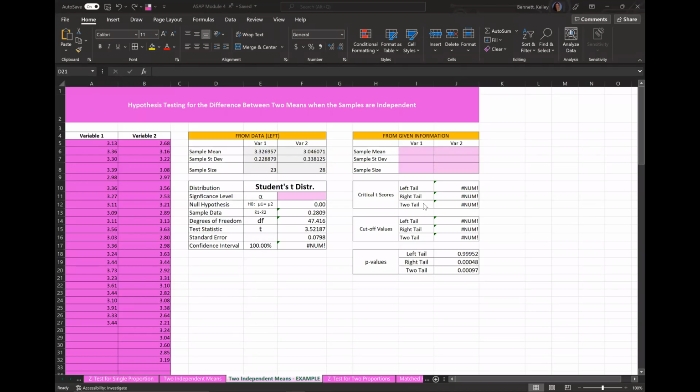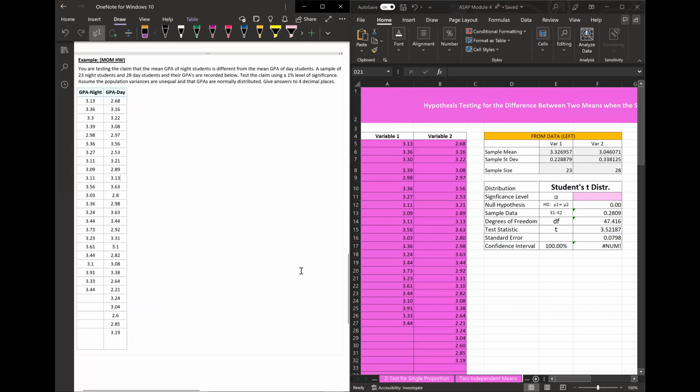So here's what it looks like to put in the data from this problem. With splitting screen real quickly, you can see that we have the data from Excel, and it matches the data that we have from the MOM problem. And even though MOM tells you you have 23 night students and 28 day students, it'll tell you here as well in Excel, so you can always double check.